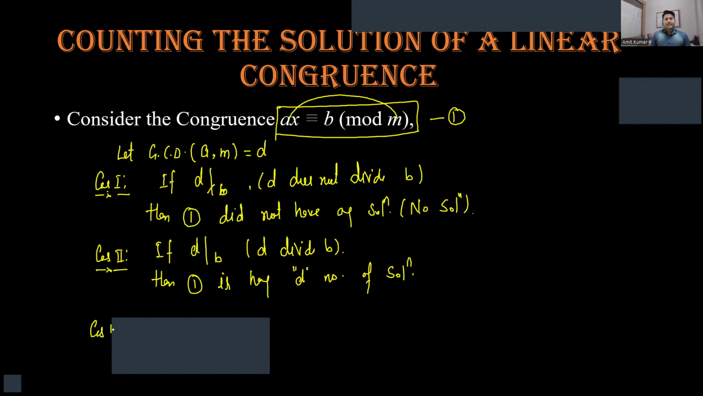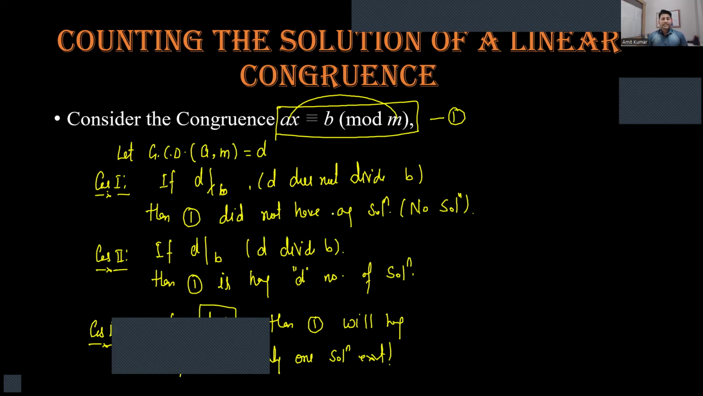There is case number 3, which is a subcase of case number 2, which says that if the GCD is 1, and 1 divides every b, whatever b is there, 1 always divides that b. So in this case, if d equals 1, then the congruence will have a unique solution. Unique solution means only one solution exists.